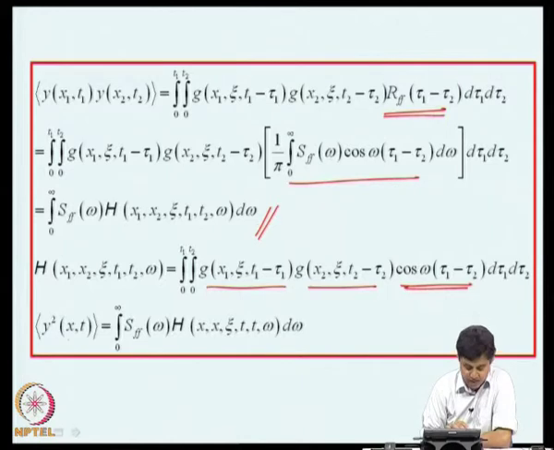If we want mean square value, what I have to do is I have to put x1 equal to x2 equal to x and t1 equal to t2 equal to t, and if you do that in this expression I get the integral of H of x, psi, t comma t, omega, d omega. So, this gives me the variance of displacement. So, the key to this evaluation is actually the evaluation of this double integral, and this contains the eigenfunction expansions for Green's function in terms of natural frequencies, modal damping and mode shapes. So, this in principle can be evaluated.